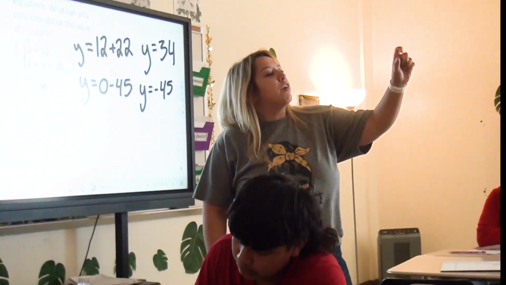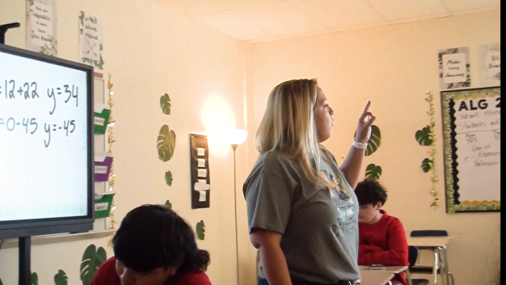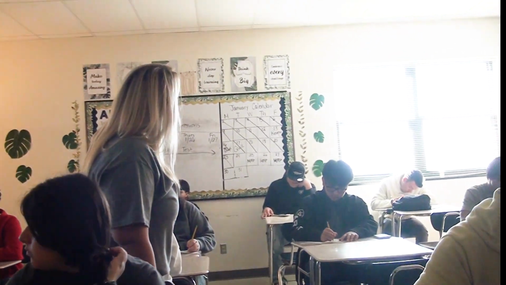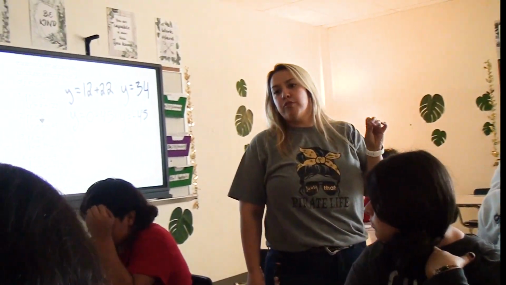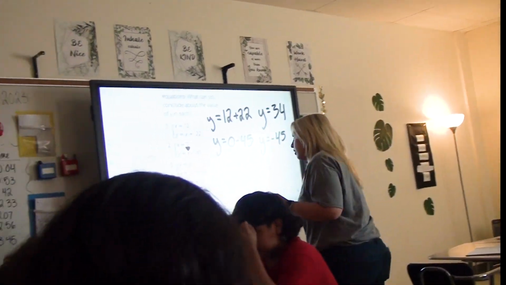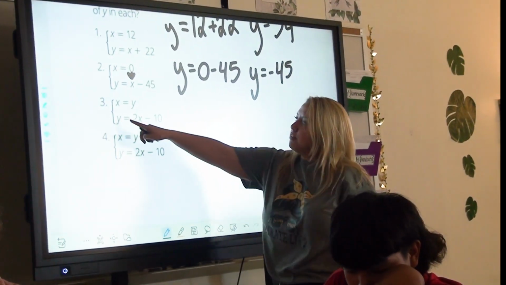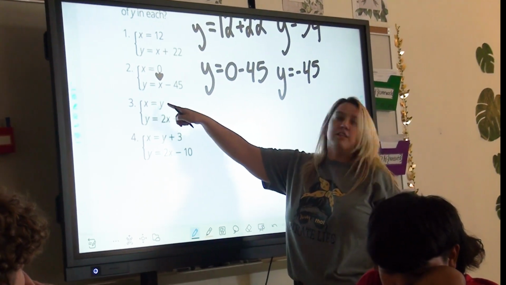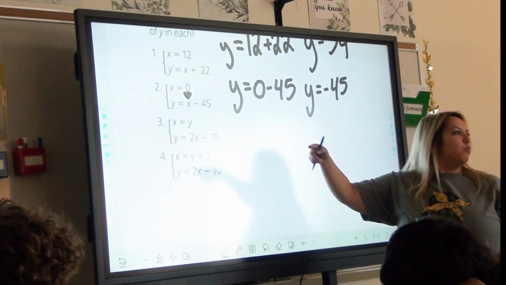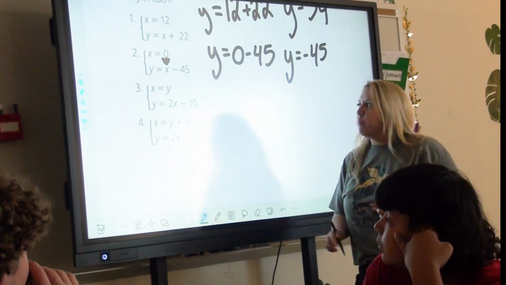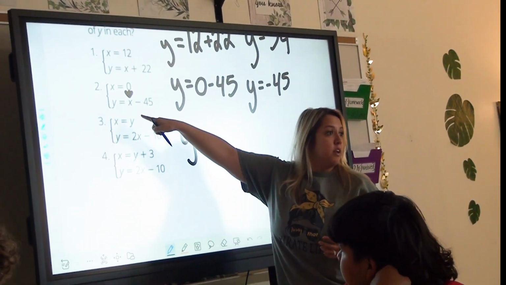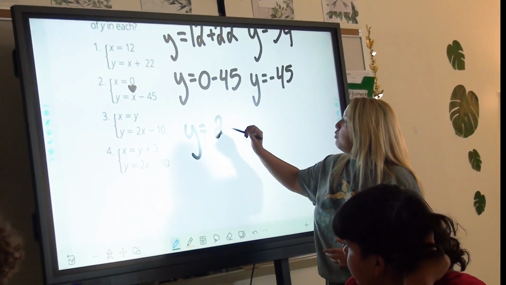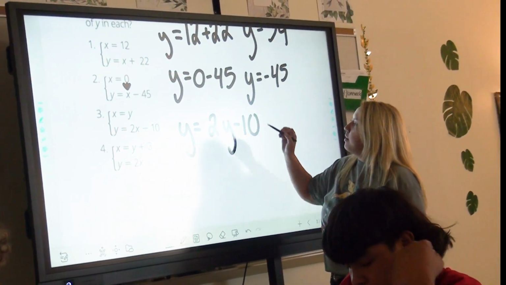Some of y'all were on that one. Now let's step up the rigor. Look at 3 and 4. It's not as easy anymore. I'm going to give you and your partner 3 minutes. How would you solve 3 and 4? I'm solving for y, correct? But x isn't a number this time. What is it? It's y. Watch how I set this up. I am going to substitute that x for what again? Y. There you go. So 2y minus 10.